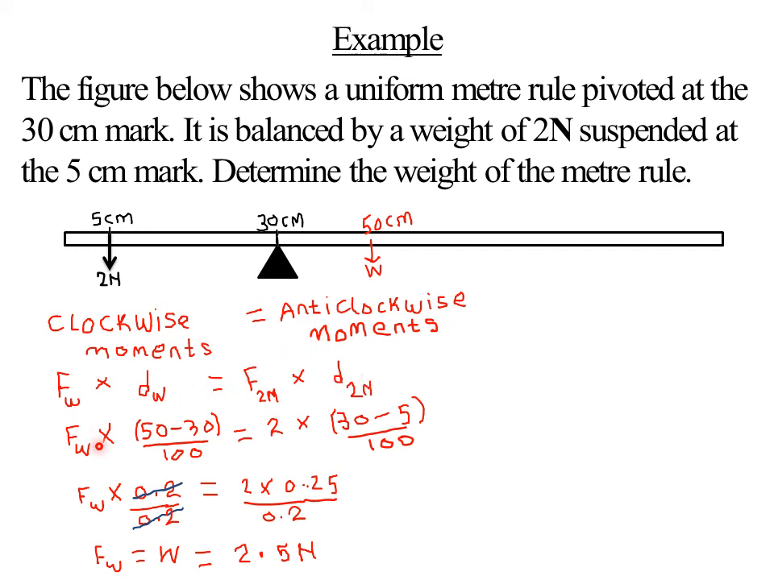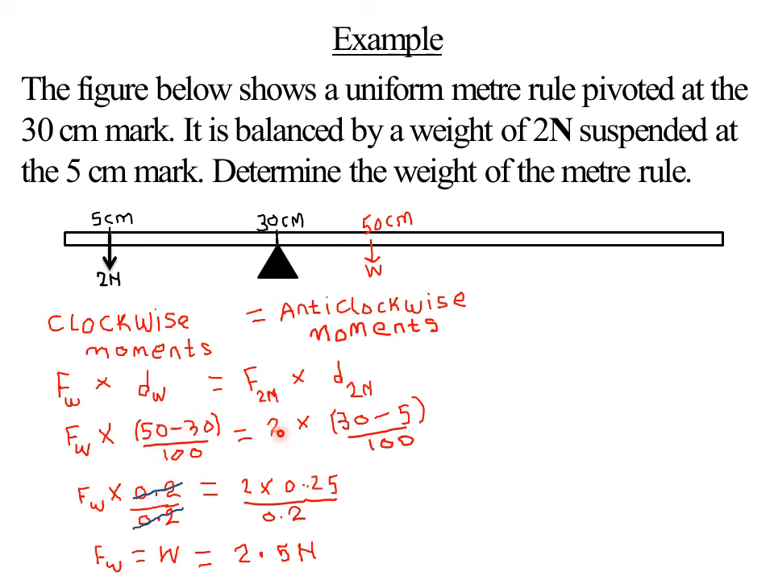If I substitute the values, I have the force due to the weight, W, times the perpendicular distance of the force W from the pivot, which is 50 centimeters minus 30 centimeters, that is this distance. But because the length has to be in meters, we convert from centimeters to meters. We know that 100 centimeters is equal to 1 meter. What about 50 minus 30 centimeters? That is 20 centimeters. We divide by 100, and you actually get 0.2 meters.